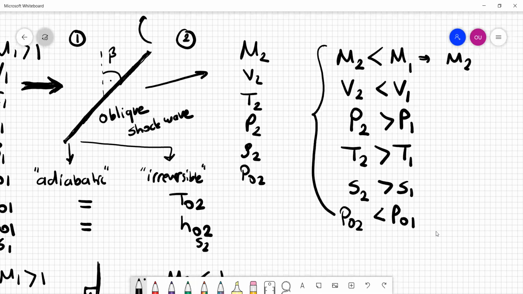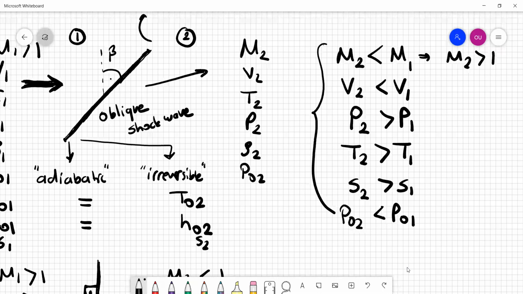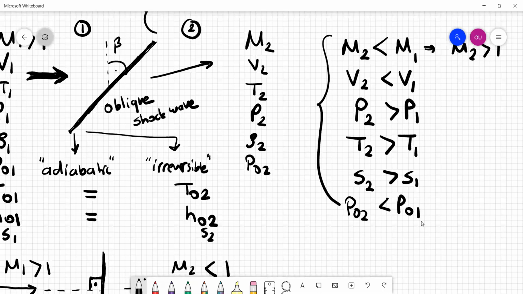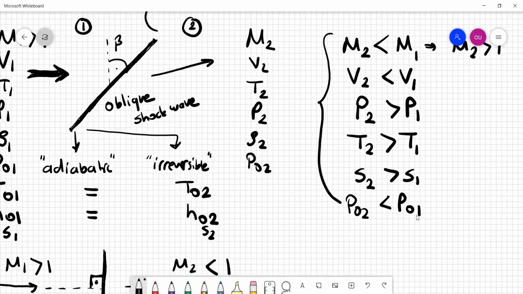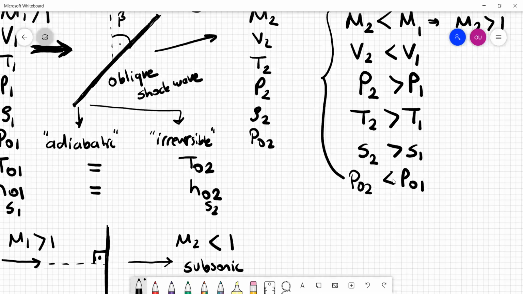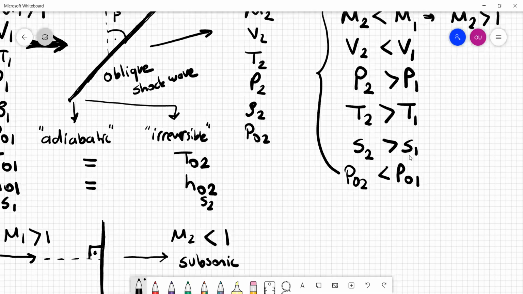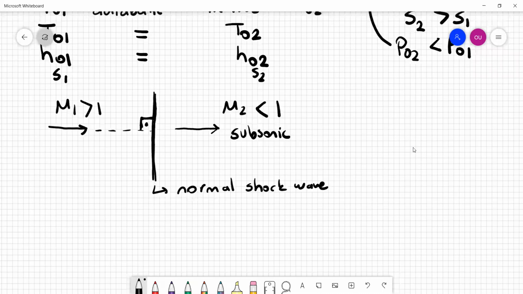So it's just a reduction in M2. The flow will experience deceleration. It will slow down, reduce speed, but it could still be at a slightly lower supersonic value. We will see the importance of this especially when we start discussing how these oblique shock waves are generated and what we need to be careful about. To repeat again, that's not the case for normal shock waves. It will always be subsonic after the shock wave.